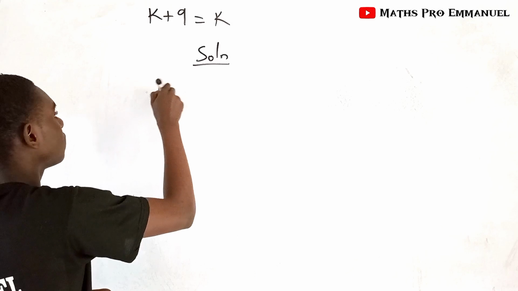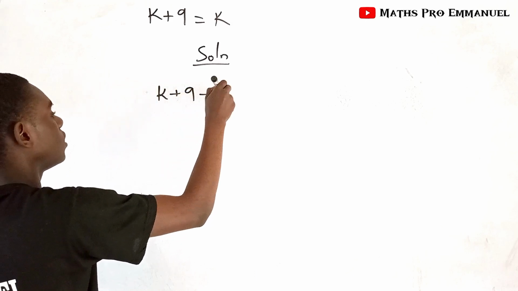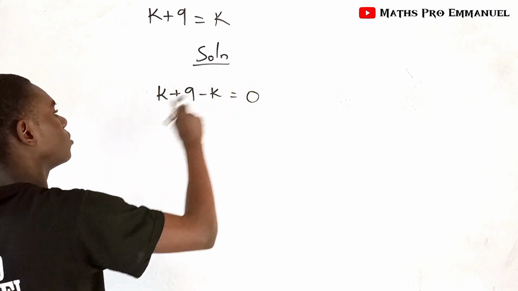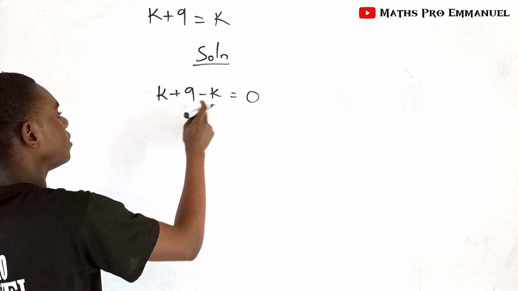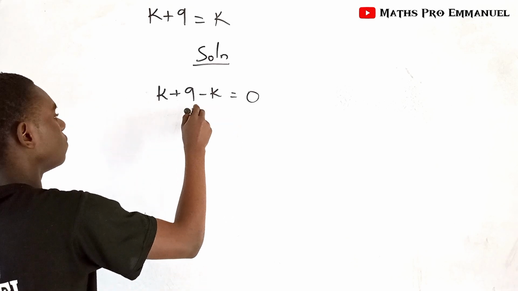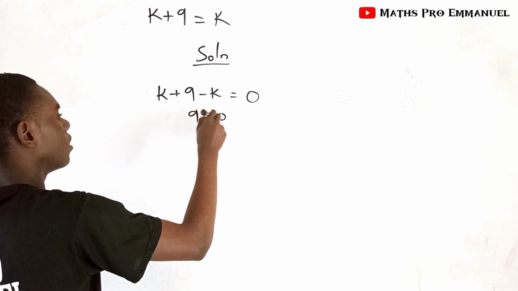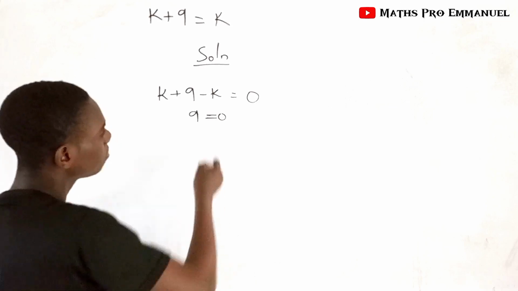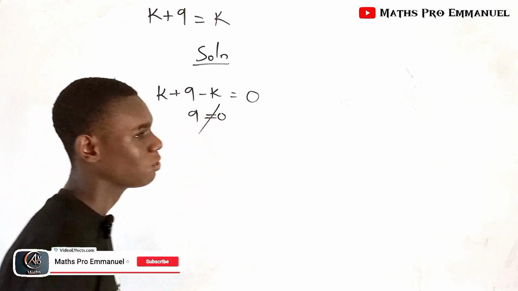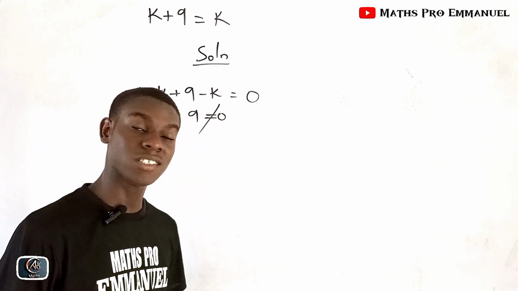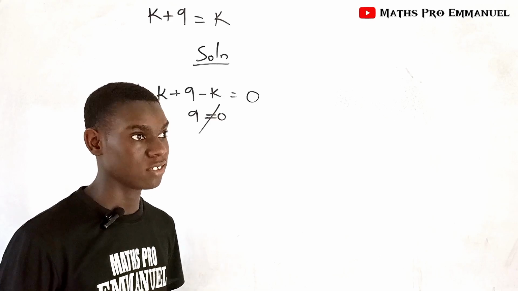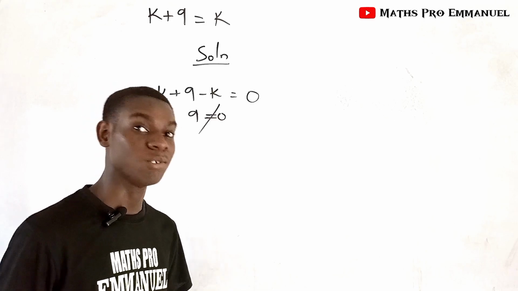So doing that, I'll have k plus 9 minus k equal to 0. Now k minus k is 0. I'm just left with 9 equal to 0. And 9 cannot be equal to 0. 9 can never be equal to 0. So this is the mistake they will always make. Then they'll solve the real way.